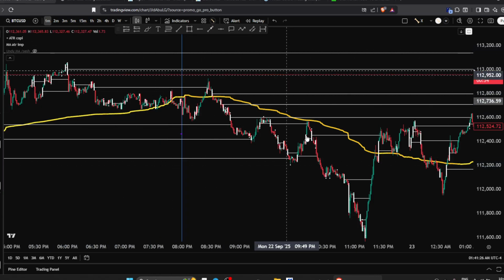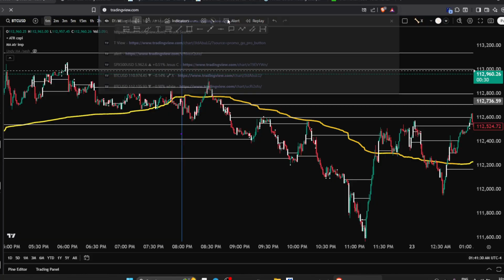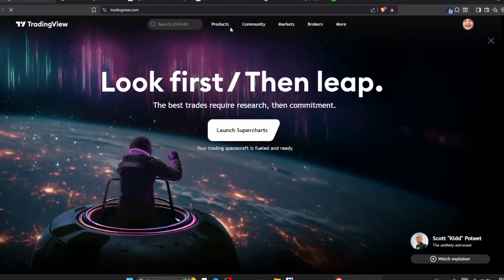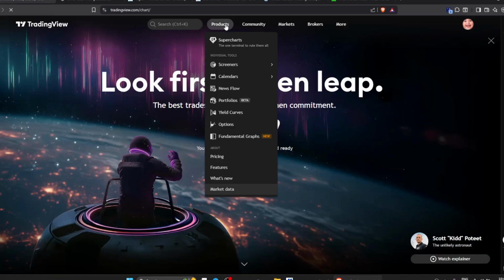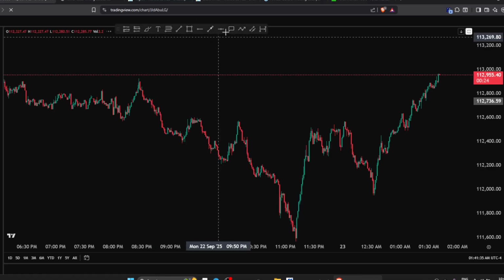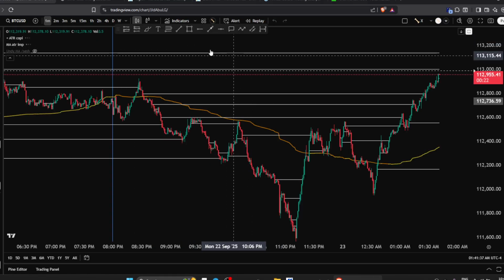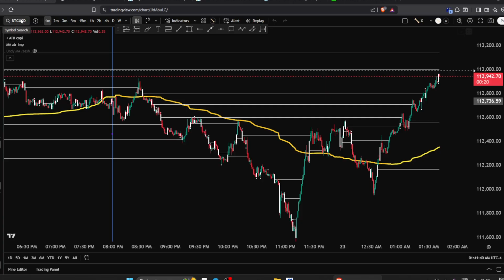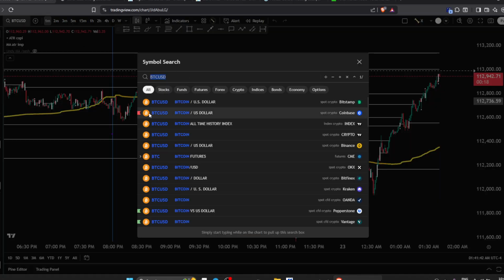So basically, go to tradingview.com, make an account, and get to this point here where you're on the charts. Go to Products, and then Super Charts. And then find this specific Bitcoin chart here on Coinbase.